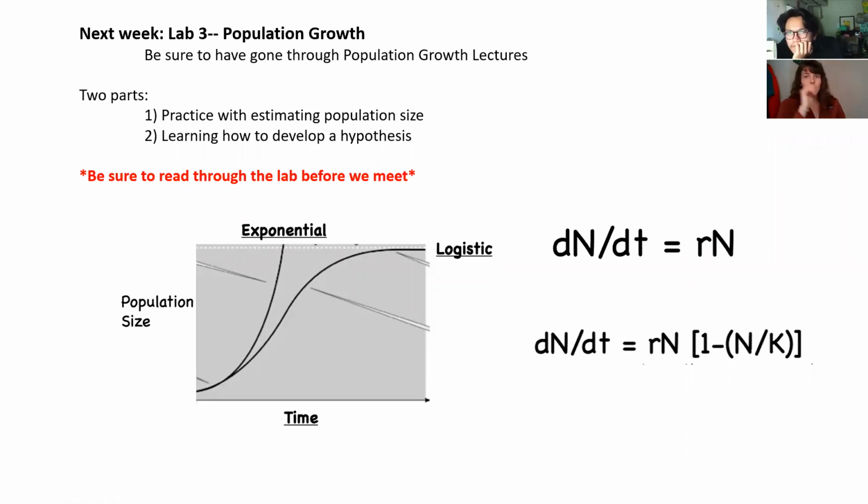For lab 3, just kind of as a heads up, please be sure to have gone through the population growth lectures and be sure to read through the lab before we meet. So just to make sure that we're all on the same page, just a quick once over read, but there's 2 parts to it. So you're going to practice with estimating population size, and you're also going to learn about how to develop a hypothesis. So reading through the lab will kind of get you in a good space for being able to state a hypothesis, and then we'll talk about testing a hypothesis and being exploratory scientists like we all can be.